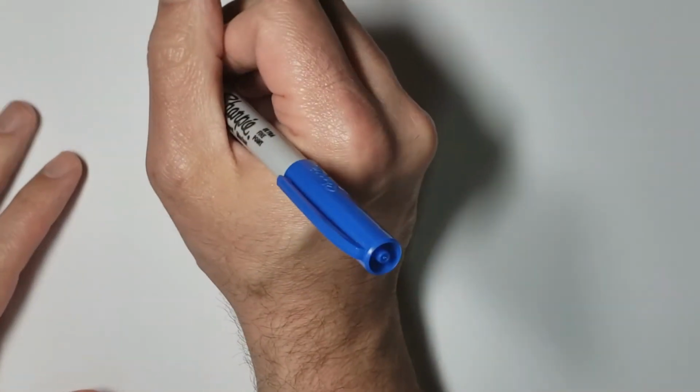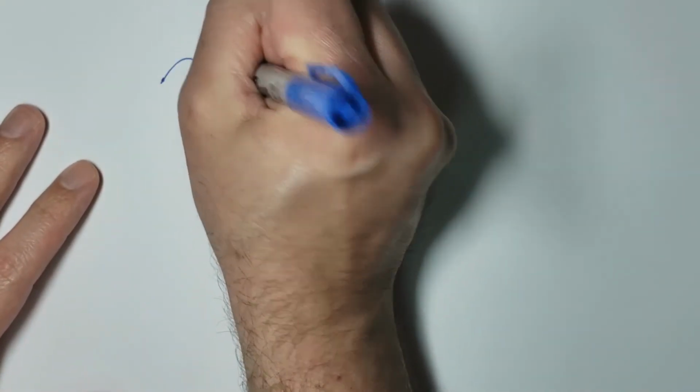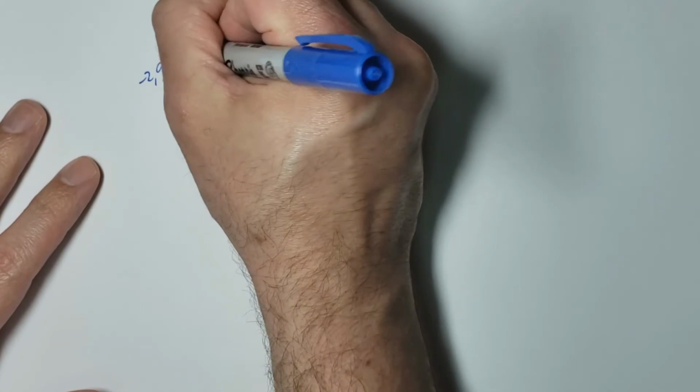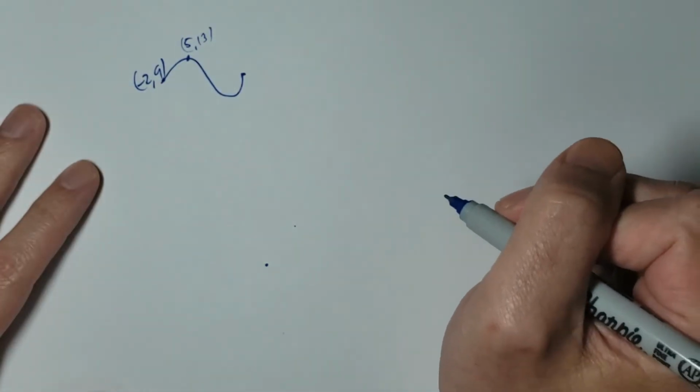Next one, a sine function that starts at the point -2, 9, goes to its maximum. So we're going positive sine -2, 9, maximum 5, 13. And then continues from there. Oh my, that is not a lot of information.